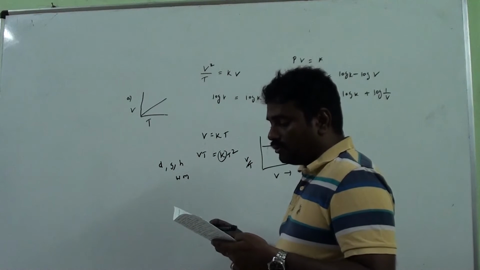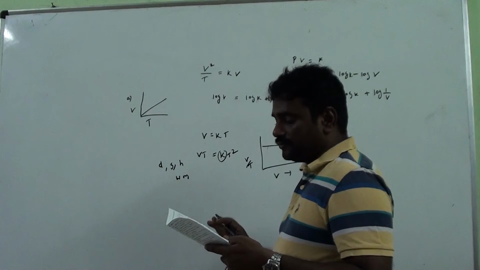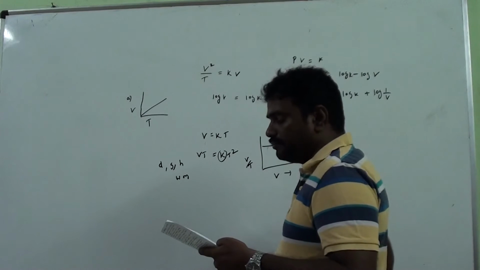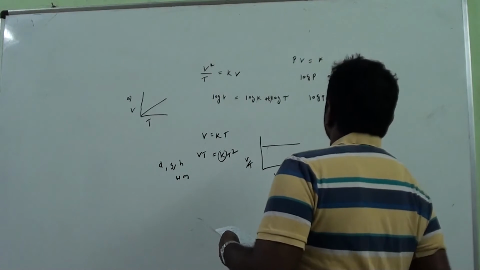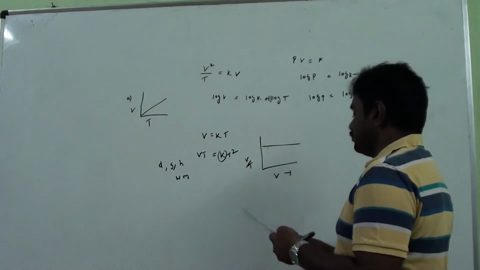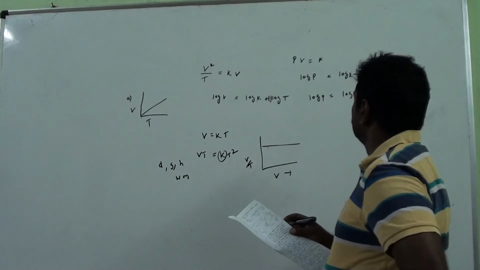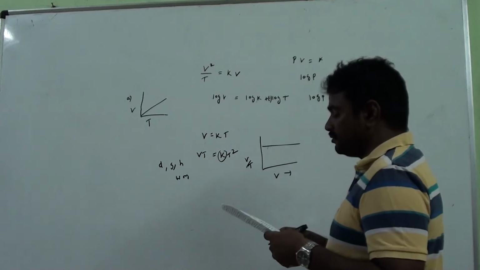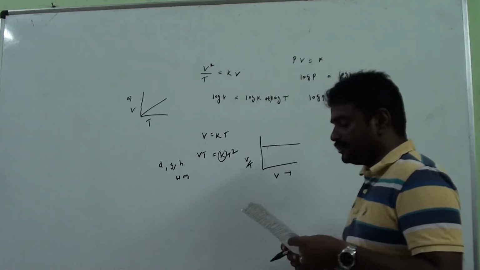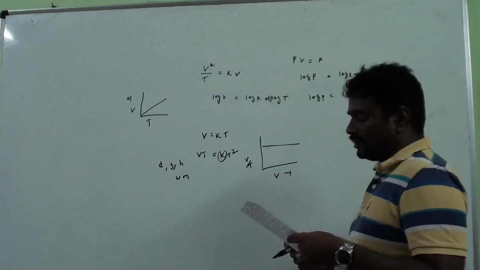Is F correct or not? F is correct. Log P versus log V, correct or not? It's a negative slope. So you will be getting which one? Right. What about D? D is correct.